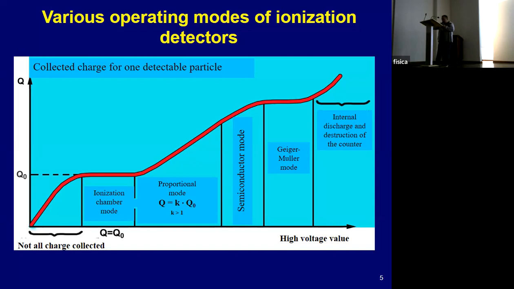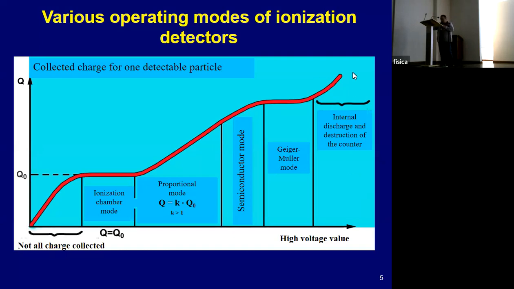Let's assume that the particle produces a certain amount of ionizations in the detector, corresponding to the initial electric charge Q0 in coulombs. Depending on the mode of operation, the charge can be partially or completely collected and can even be amplified. If the applied potential difference between the anode and cathode is too small, the charge will not be fully collected. If the potential difference is sufficient to collect all the ions, the charge Q equals Q0 collected on the electrodes. This is the mode of operation of the ionization chamber.